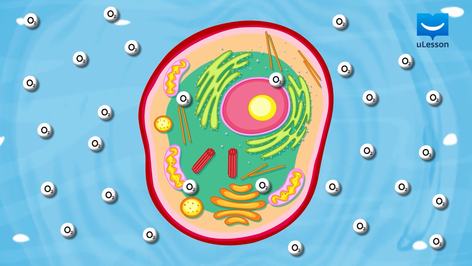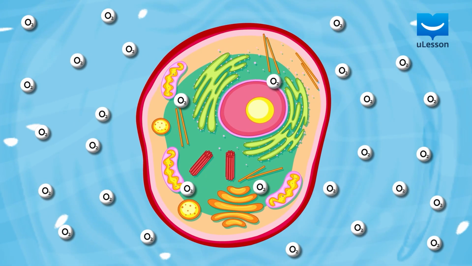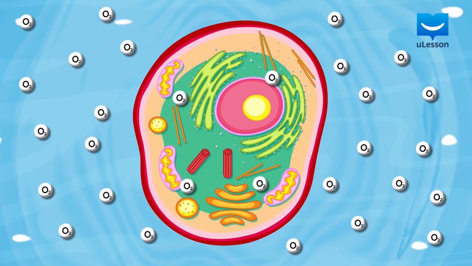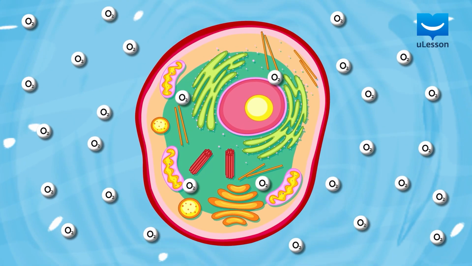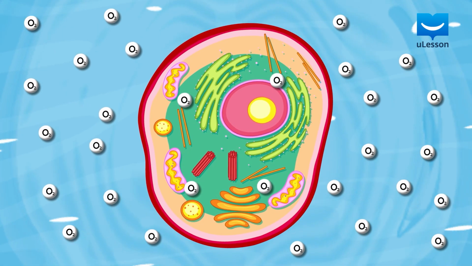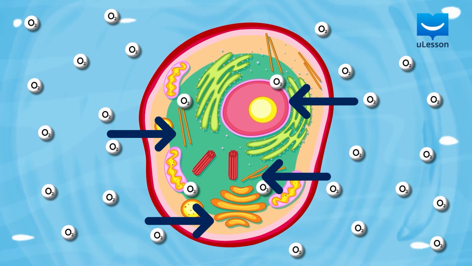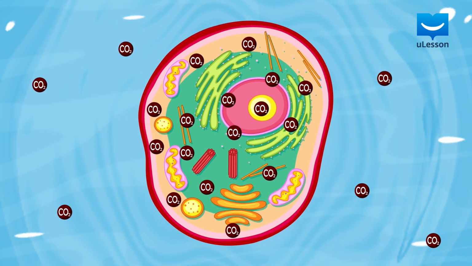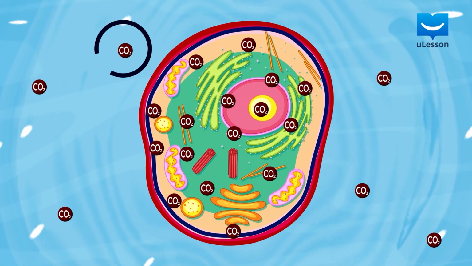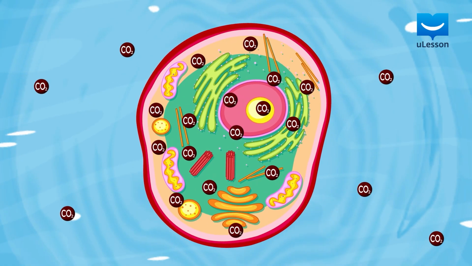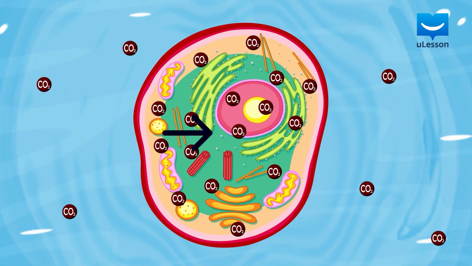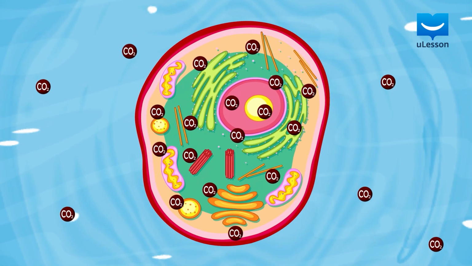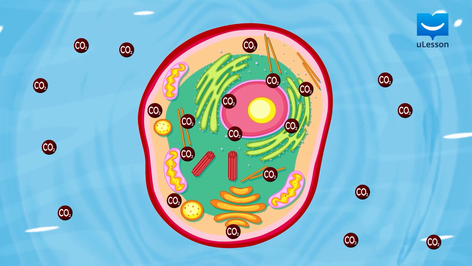Living cells need oxygen for respiration to generate energy. The concentration of oxygen outside the cell is higher when compared to the inside of the cell. This creates a gradient, causing oxygen molecules to move from outside into the cell by diffusion. On the other hand, one of the wastes produced by the cells is carbon dioxide. That means we have a higher concentration of carbon dioxide inside the cell than outside of the cell. The carbon dioxide moves out of the cell by diffusion.